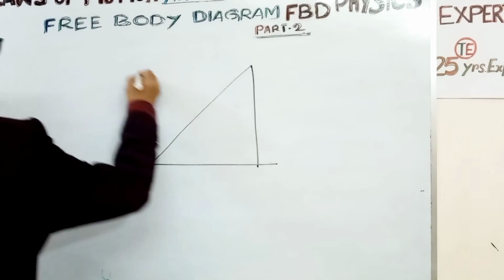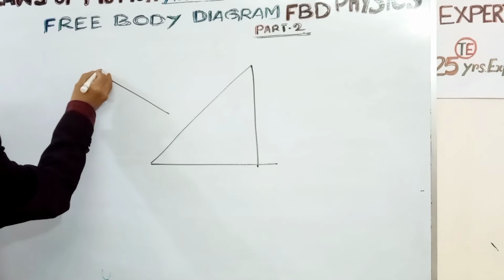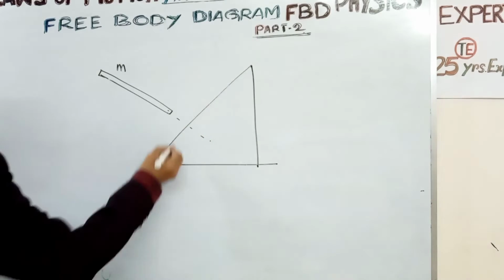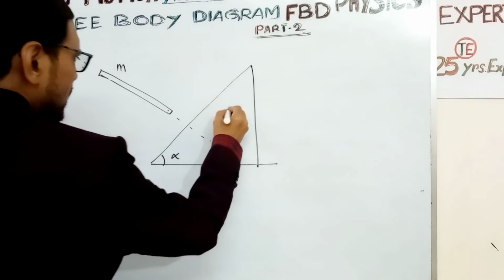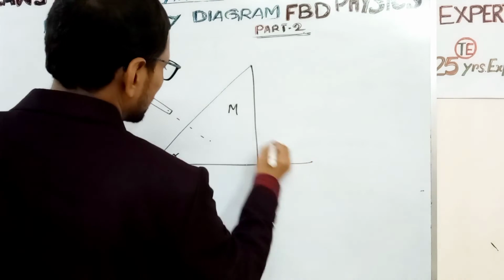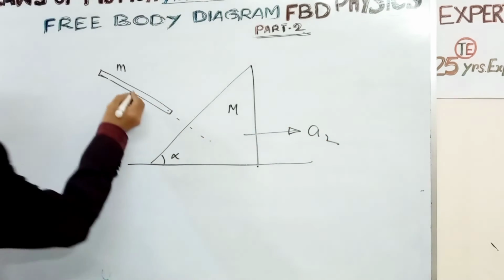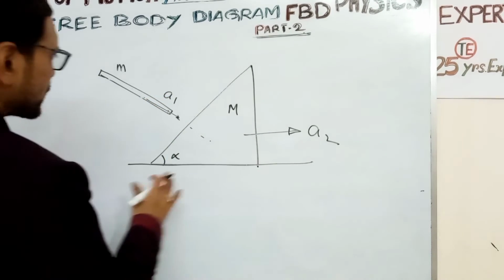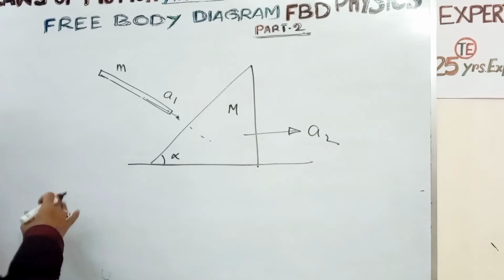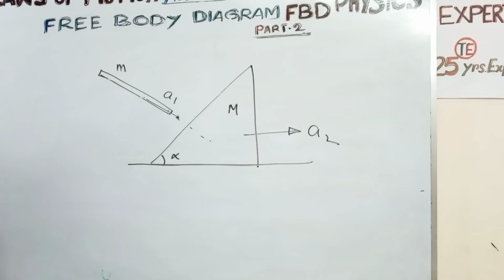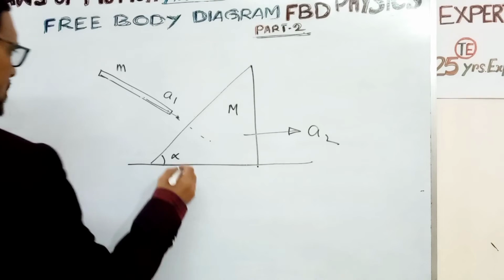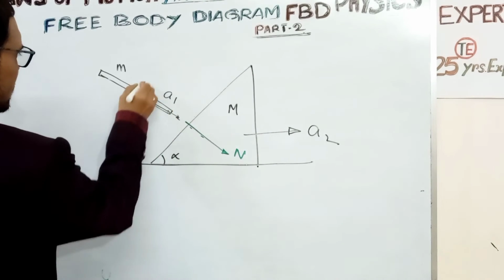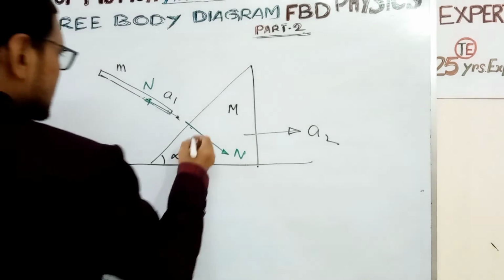So for the equations, this is the rod of mass m, and this is the angle alpha. Now the wedge moves in this direction with A2 and the rod moves in this direction with A1. Now we have to find the relation between A1, A2 and the different forces acting on the block. So the free body diagram will be: suppose this is the normal reaction N, and the normal reaction acting on the wedge is also N.